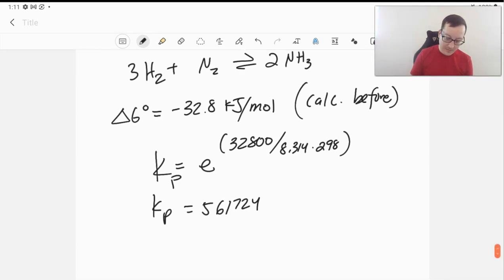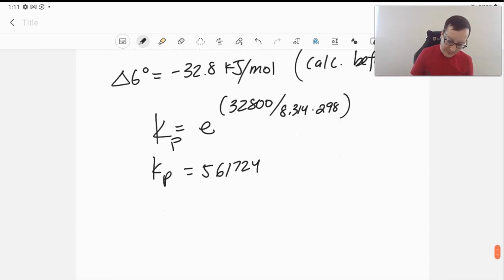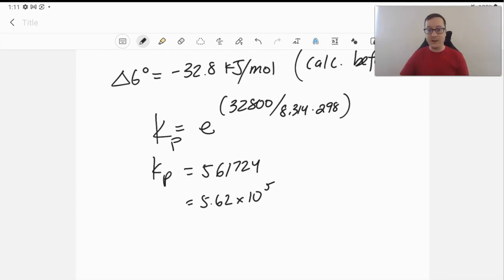And so we're going to be able to put that in sig figs. Let's say we've got 3 sig figs here. So 5.62 times 10 to the 1, 2, 3, 4, 5, fifth power. So we will have calculated our Kp. So this reaction very much favors the products. And we can tell because it's spontaneous, right, at this temperature. We've seen that. So that's how we can kind of use all this fun stuff.